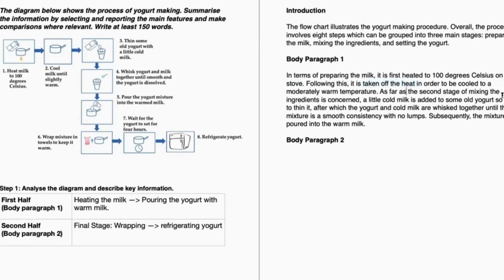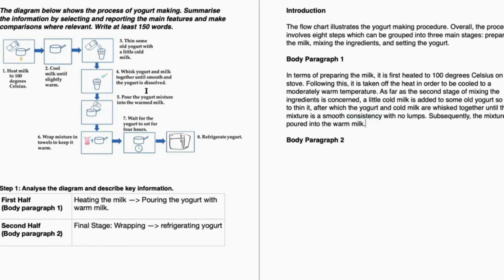And then as far as the second stage of mixing the ingredients is concerned, a little cold milk is added to some of the old yogurt, okay? And then it's whisked together until the mixture is a smooth consistency. I've added this word consistency. And if it is smooth, it will not have any lumps. So I've included no lumps as well, even though that isn't in our diagram. Then I've said subsequently, the mixture is poured into the warmed milk.